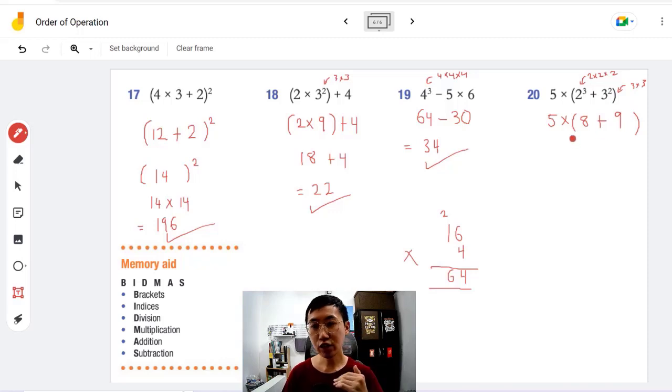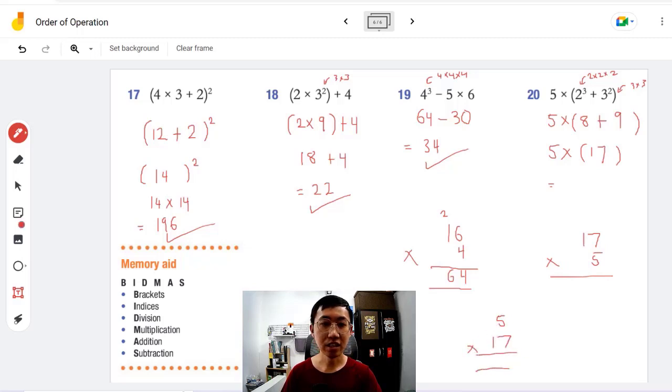Just keep bringing your working downwards. So copy 5 times, bracket. What is 8 plus 9? That is 17. Now you can safely ignore the bracket. You just do 5 times 17. Again, teacher does it manually. Write the 2 numbers, one on top, then 5 below. This is easier to see compared to writing it like this. Take note, you see, it's actually harder to see. So I want you to write the double-digit number on top and then write the single-digit number below.